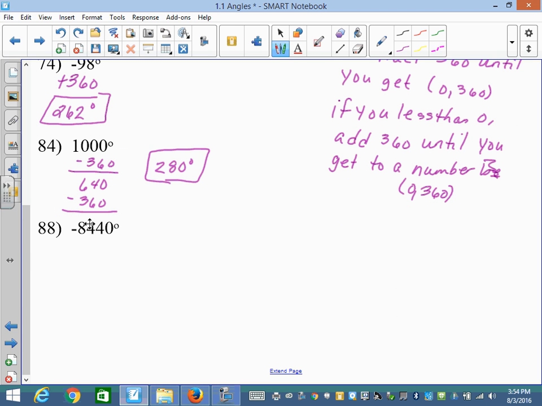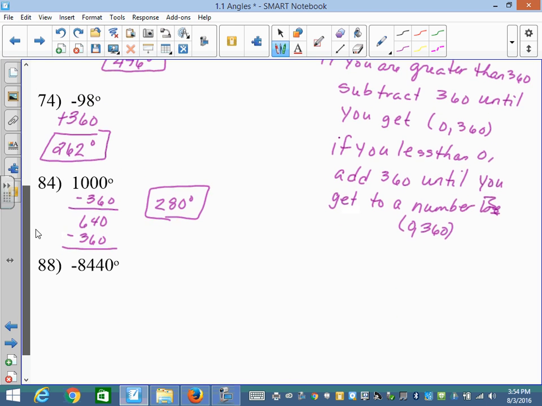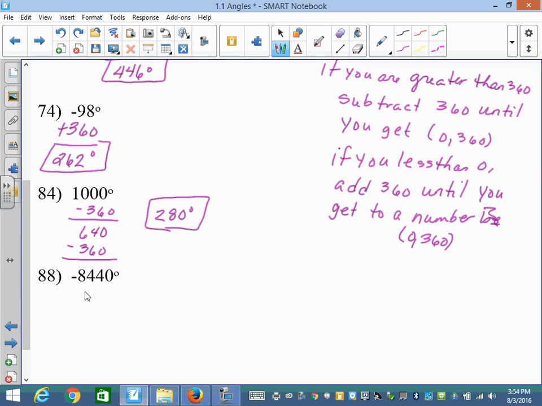And the last one, is this really ever a large number? It's already negative, so you're less than 0. You need to add 360 until you get to a number between 0 and 360. You know what? This is a lot. How can we do this so that we're not doing plus 360, plus 360, plus 360, on and on? Take your 8,440 and divide it by 360.